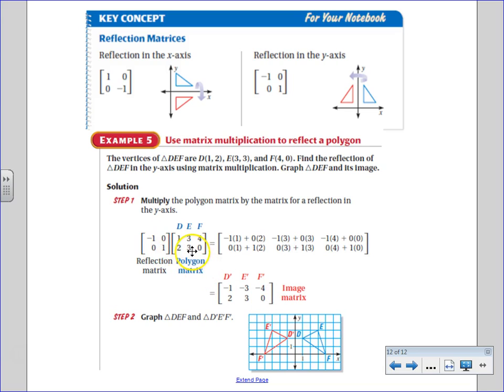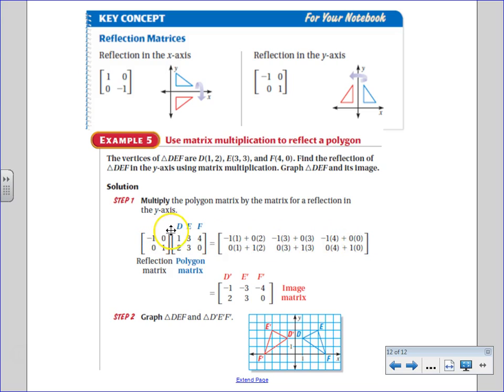And now we're multiplying by the polygon matrix, which is 1, 2, 3, 3, and 4, 0, the 3 coordinates of the triangle. That's the x-coordinates on top, y in the bottom. Now we just multiply. So we start with the first row, multiply by the first column. So -1 times 1, 0 times 2, and we add that up. That goes in the upper left. And then we move to the next column, -1 times 3, and 0 times 3. And we add those together, then we go to the final column, -1 times 4, and 0 times 0.